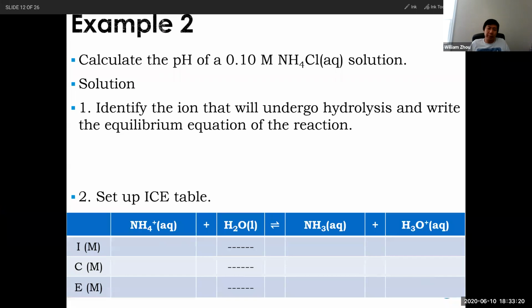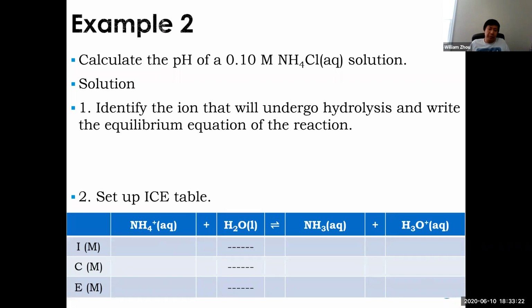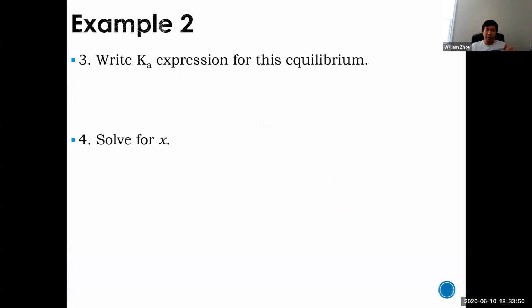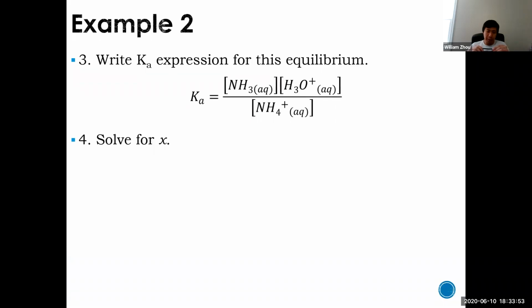All right, so you're supposed to calculate the pH of 0.1 molar NH4Cl. Which ion will undergo hydrolysis? Well, we've established that it's got to be the NH4+ because the chloride is a spectator. So you set up the ICE table. Initial concentration is 0.1, 0 for the products. At equilibrium, it's 0.1 minus X, and then you have X and X. From here, you set up the Ka expression. You know what the Ka is, just look on the table. It's 5.6 times 10 to the negative 10.